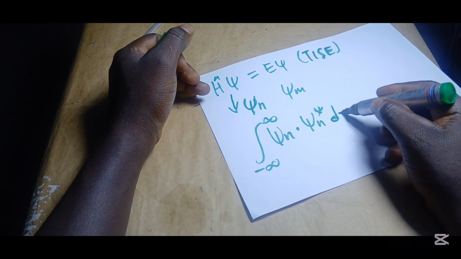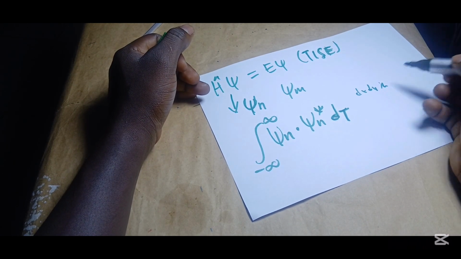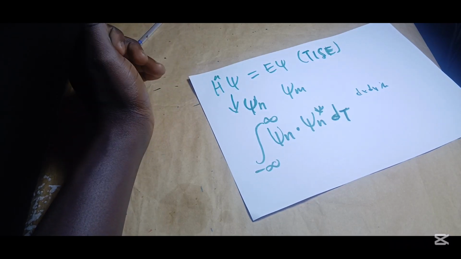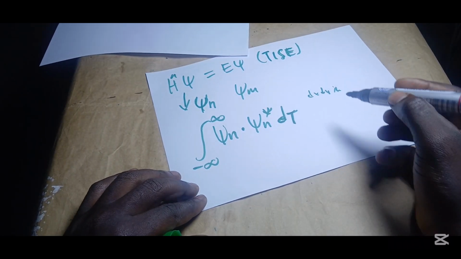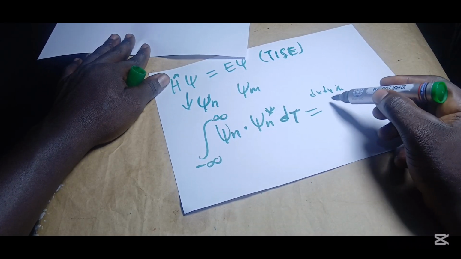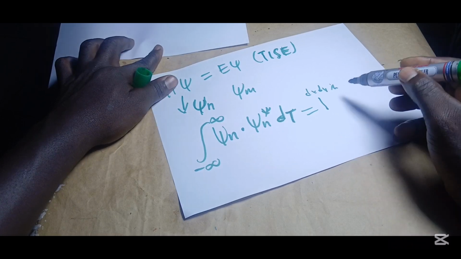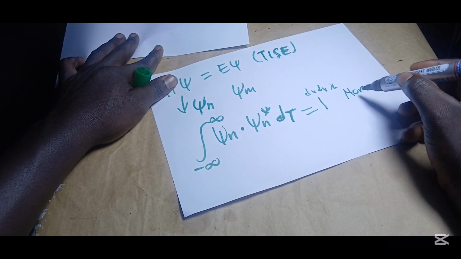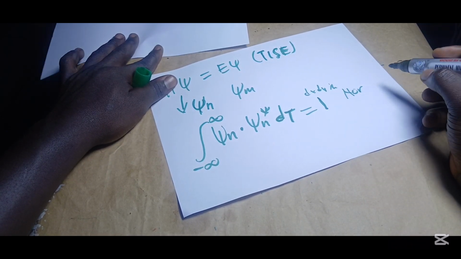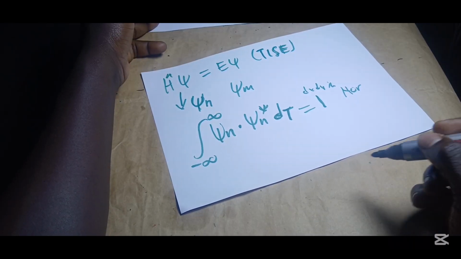This is the volume element, which can be the x, the y, the z, and so on. And we say that if we evaluate this and the result is 1, it means this wave function is normalized. 1 means 100% probability of finding the particle within the space.